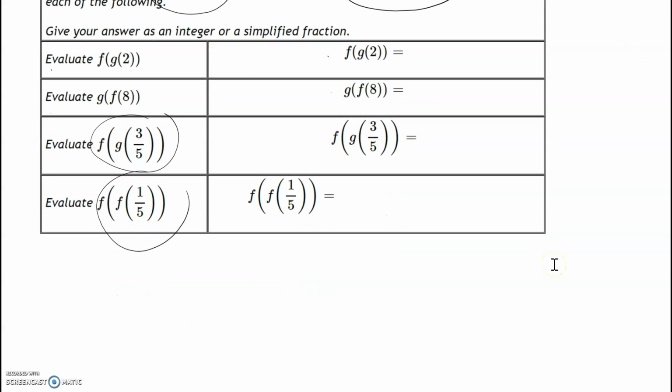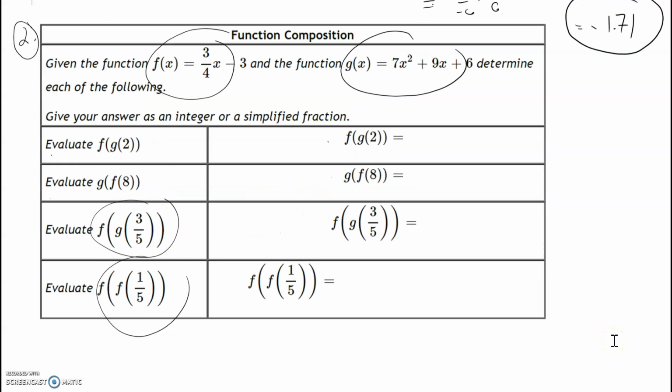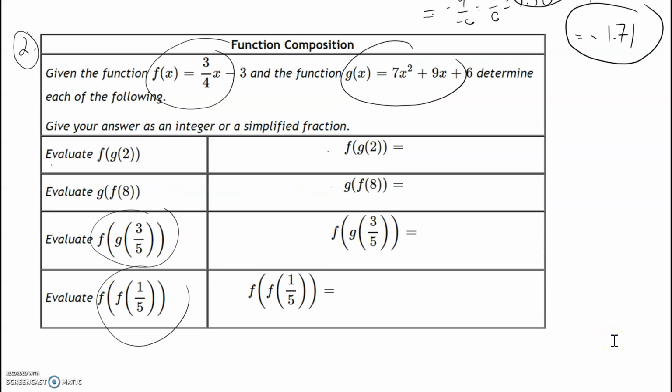So let's go ahead and find g. Well, let's find g of 3/5, and then we can find f of g of 3/5. In this case, they want us to leave our answer as a fraction. Okay, good. So f of g of 3/5 equals 7 times 3/5 squared plus 9 times 3/5 plus 6.